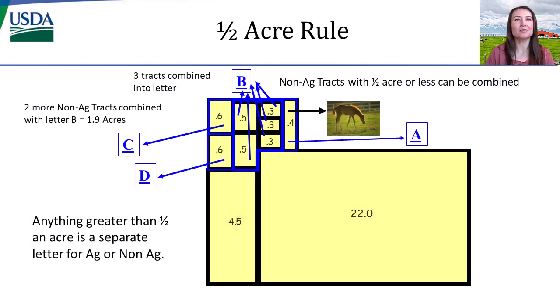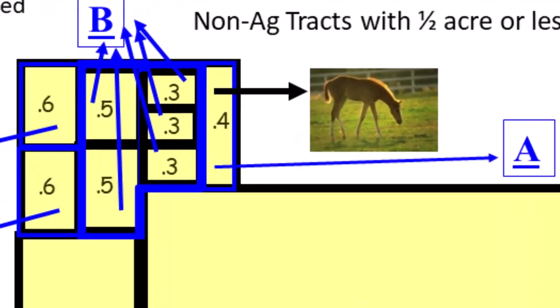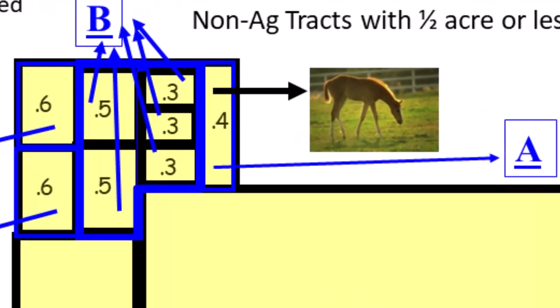Here's an example of the half-acre rule. Non-ag tracts of 1/2 acre or less can be combined into one tract letter. So let's look at this first parcel of land. It is 0.4 acres, meaning it's less than half an acre, but it has a horse on it, so we must give it its own tract letter. It will be tract letter A.